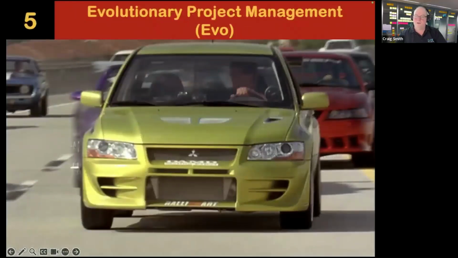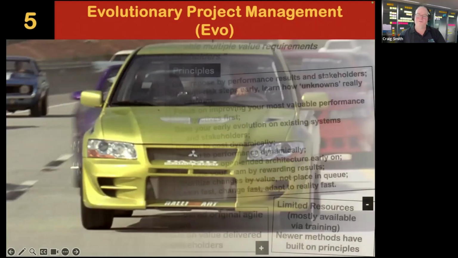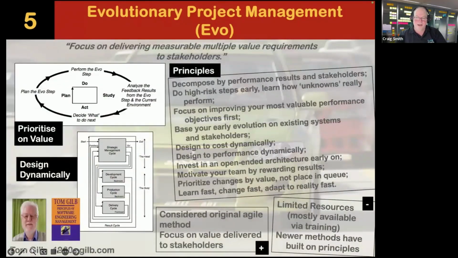Next one is EVO, Evolutionary Project Management. This is one of the things after the first time I delivered this that I got lots of email from people saying, why didn't you include this, including from the founder himself, Tom Gilb. This is essentially probably the original Agile method because it dates all the way back to the 1960s.